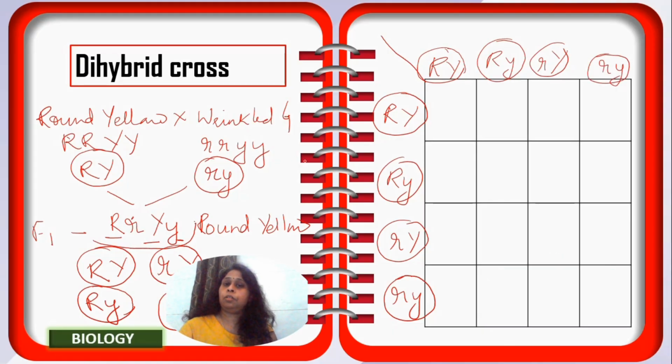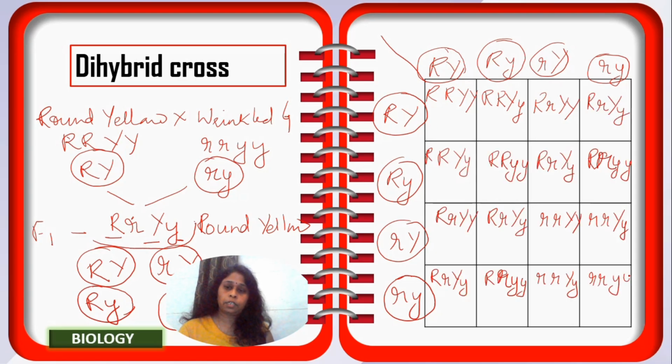Next step is we need to cross these. Okay, so first we will cross these two. What is the resulting one? Capital R, capital R, capital Y, capital Y. Okay, now next capital R, capital R, capital Y, small y. Then capital R, small r, capital Y, capital Y. Then capital R, small r, capital Y, small y. Next, these we will do. So these are the ones which we have completed. Okay, now capital R, capital Y. So here we have to write the phenotype.